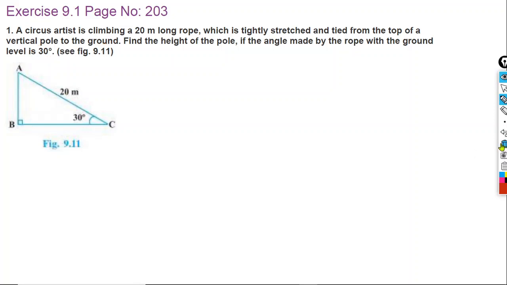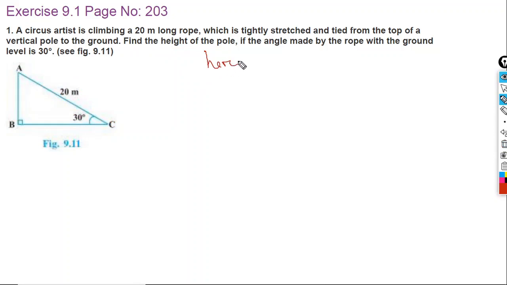So basically there is a pole, let the pole be AB, and a rope is being tied from the top of the pole to a place near the ground. The angle of inclination is 30 degrees and the length of the rope is 20 meters. But what we have to find is the height of the pole. So we have to find the length of AB. Okay, so let's start.